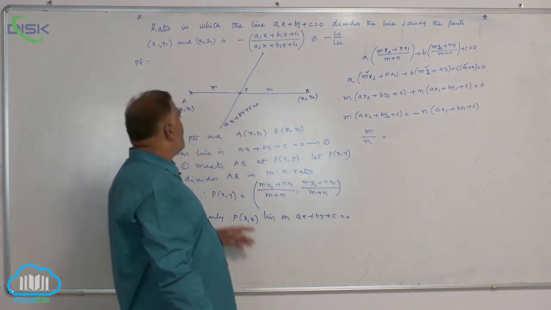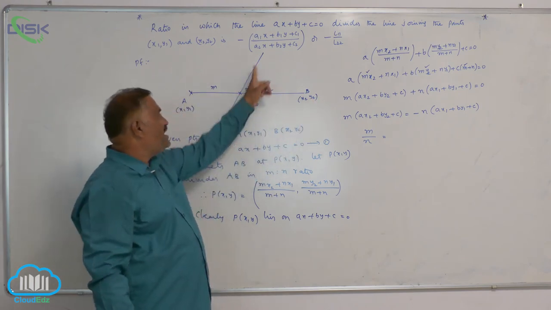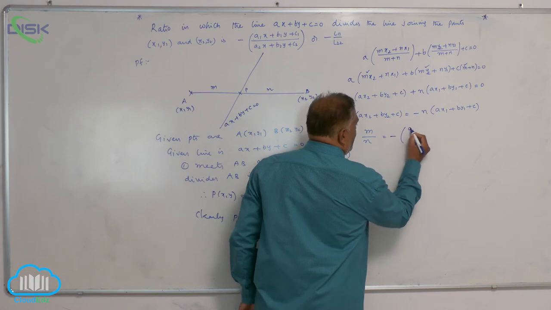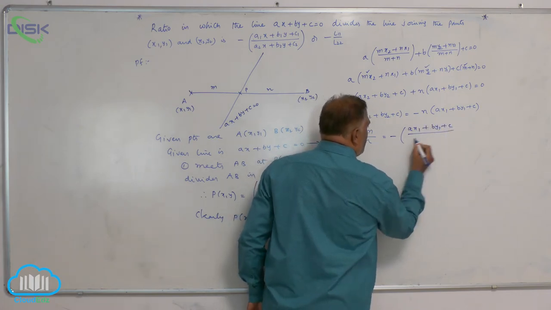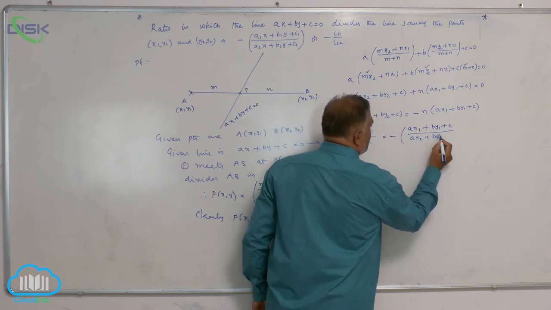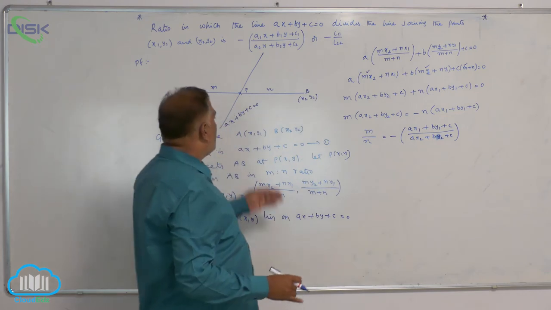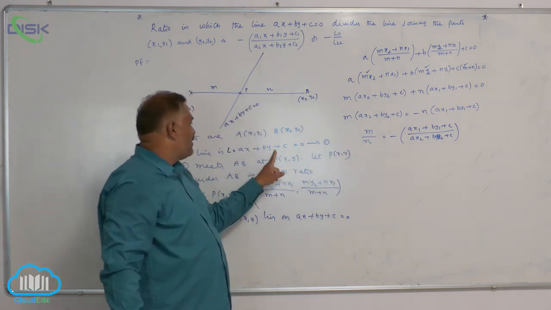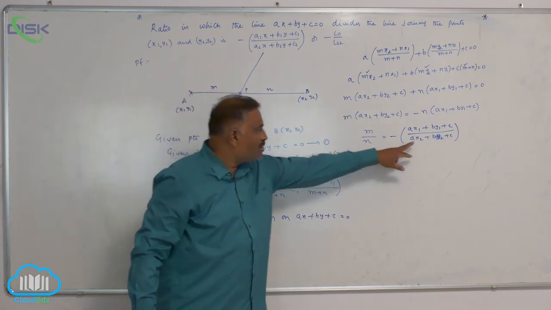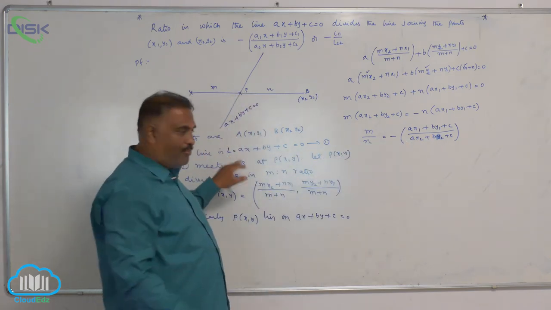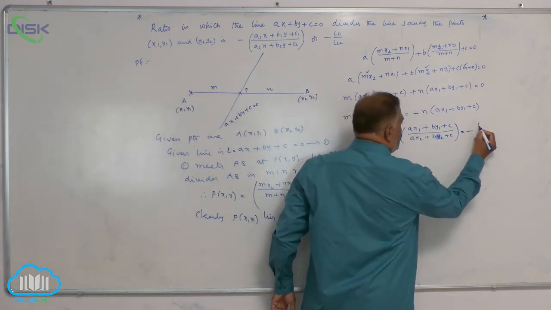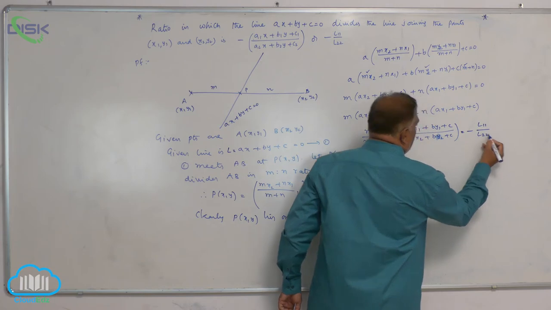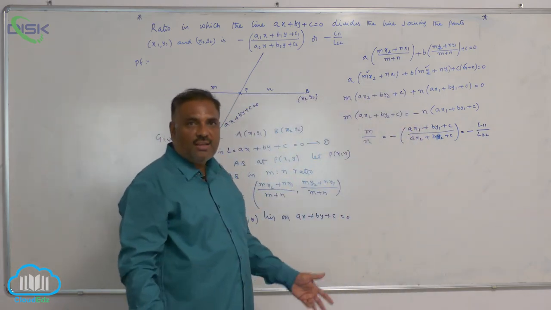Now we require m by n. Actually, m by n is the ratio in which P divides AB. Since P is a point on the line, you can say the line divides AB in the ratio m is to n. It is minus of (a x1 plus b y1 plus c) by (a x2 plus b y2 plus c). Now, you observe that if you denote this equation by L is equal to 0, if you substitute the point (x1, y1), it is called L11. If you substitute the point (x2, y2), it is L22. So, this is nothing but minus of the numerator obtained by substituting (x1, y1) in line 1, and the denominator obtained by substituting the point (x2, y2) in line 1.